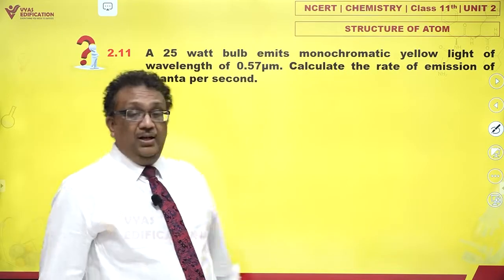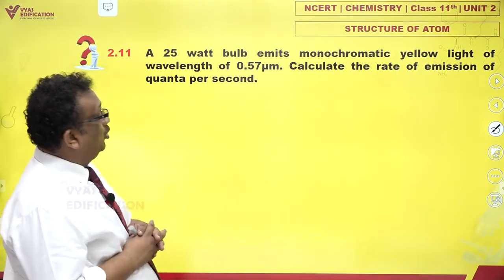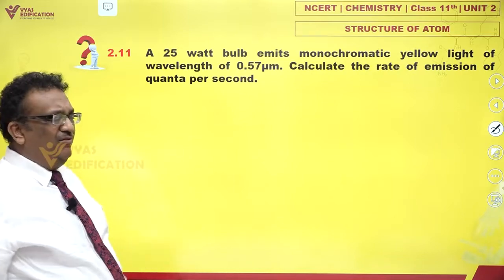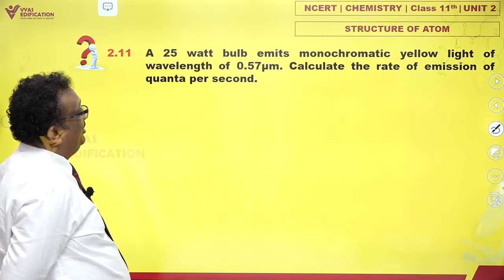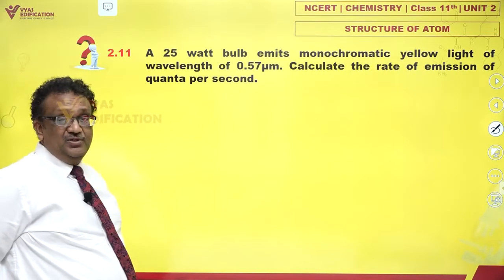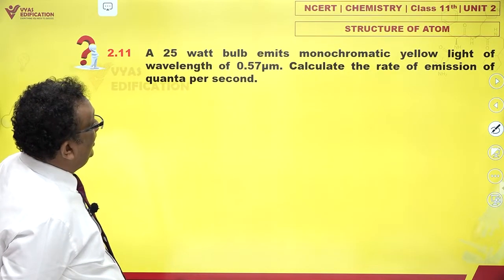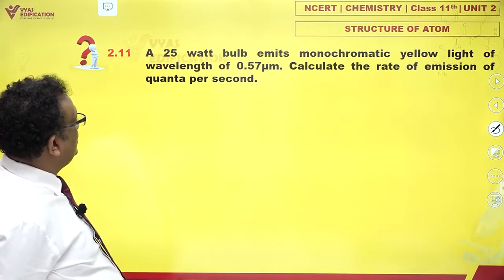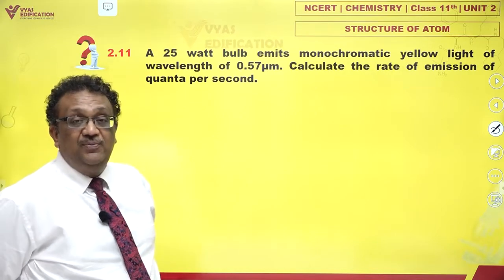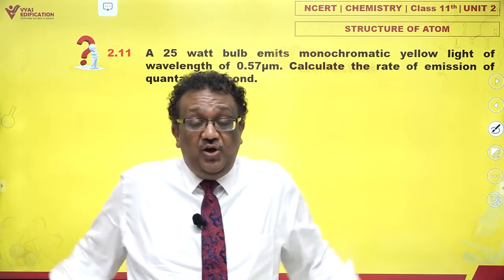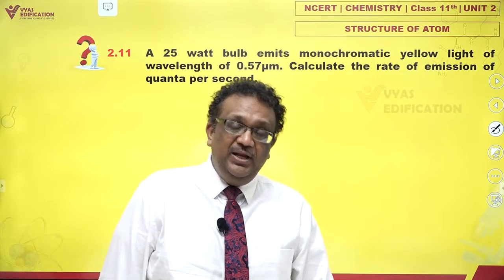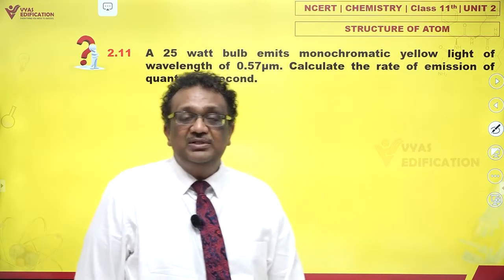A 25 watt bulb contains a monochromatic yellow light of wavelength 0.57 micrometers. Monochromatic means the same wavelength, so all photons are the same. Calculate the rate of emission of quanta per second. What does that mean? It means the number of photons emitted per second.